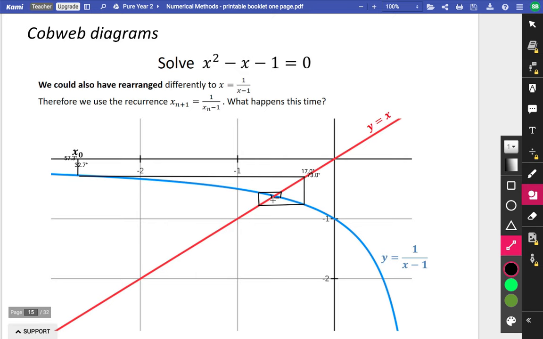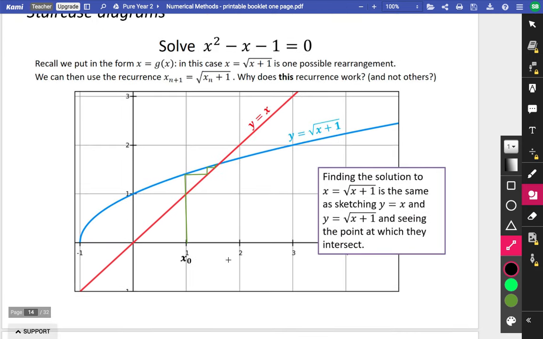Okay, this one seems to have converged to a root that is on the negative part. It's going to be like a negative 0 point something. And actually, if we look at this one here, it looks like it's going to converge to one of the positive roots, because obviously it's a quadratic equation. There's going to be two particular roots that we've got here.